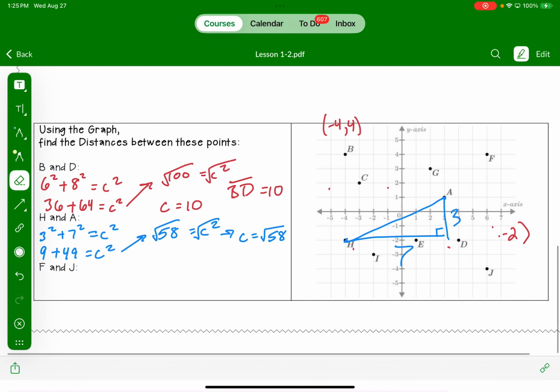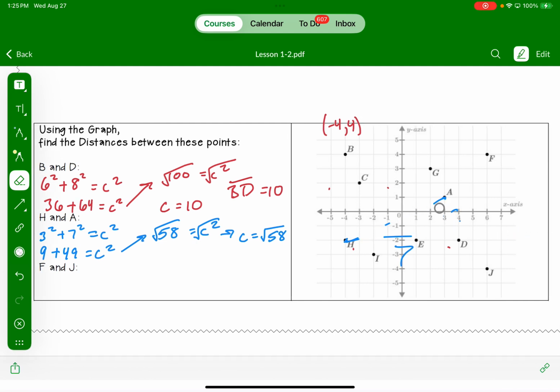All right, and the last one, the distance between F and J. This is actually the easiest one of the whole page. How far apart are F and J? Vertical and horizontal lines, you can just count the distance. You don't need anything special.